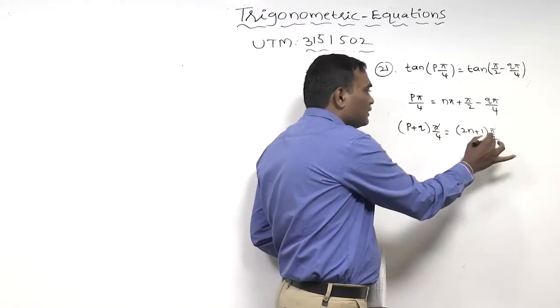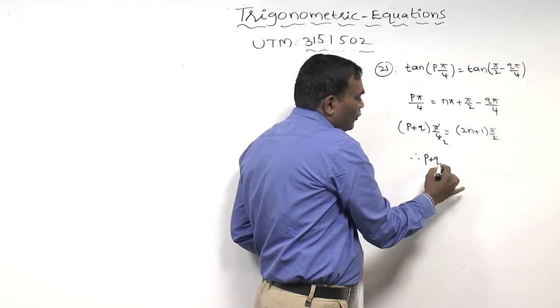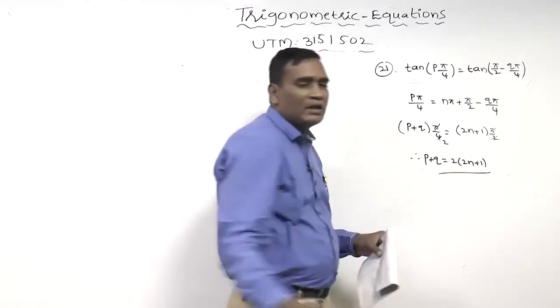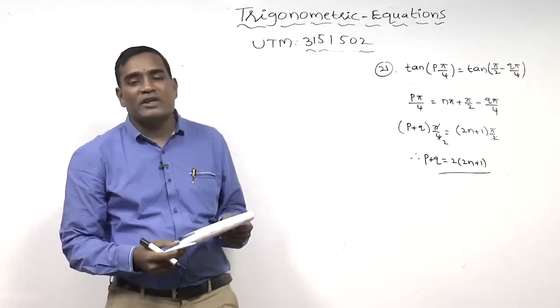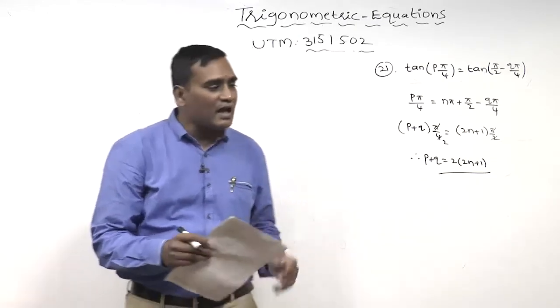Pi cancels. 2 ones, 2 twos. Therefore, what is P plus Q? P plus Q is equal to 2 into 2n plus 1. That is there in the fourth option. So answer D is the correct answer.